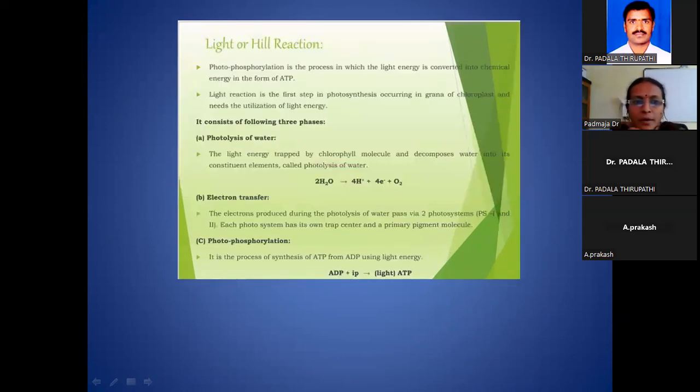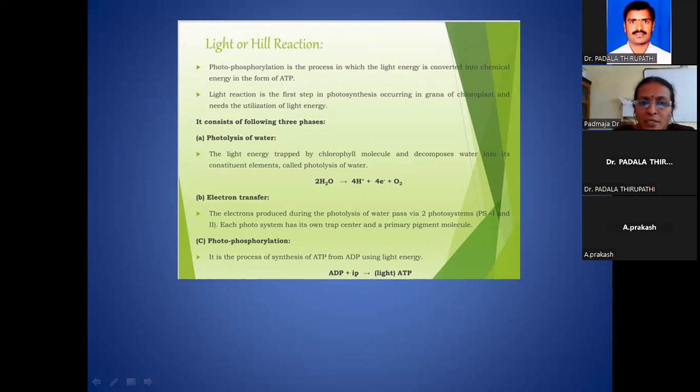Now, the light reaction. Photophosphorylation is the process in which light energy is converted into chemical energy in the form of ATP. So what happens in photosynthesis? The light energy is converted into chemical energy. This chemical energy is nothing but glucose. And this glucose will be oxidized during respiration and ATP is formed. And here, it takes place in the presence of light.